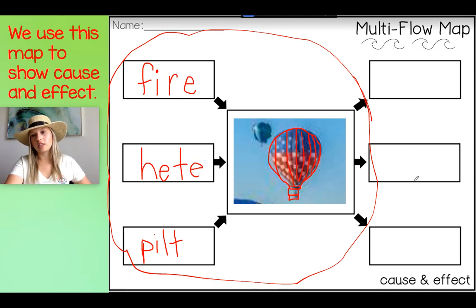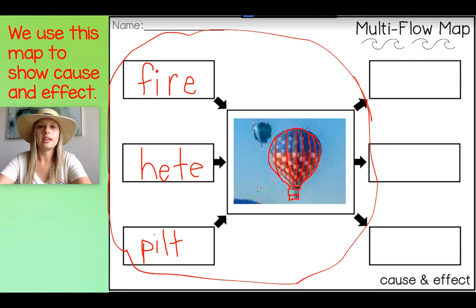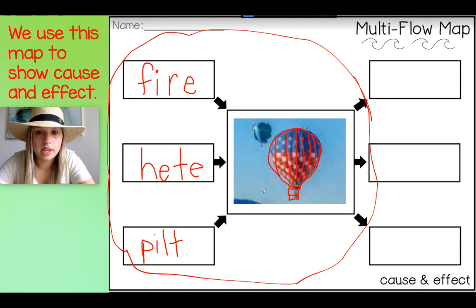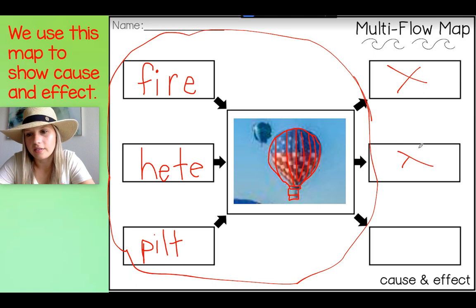We're not even going to go into this section here because we see this fire causes this. This is the effect, the hot air balloon. So the fire causes the balloon to rise. The heat causes the balloon to rise. And the pilot causes the balloon to rise. Very good. Okay, so all you have to do is 1, 2, 3 and draw your hot air balloon. Don't worry about this. You can put a little X in here if you printed your map. We don't need to do these ones.